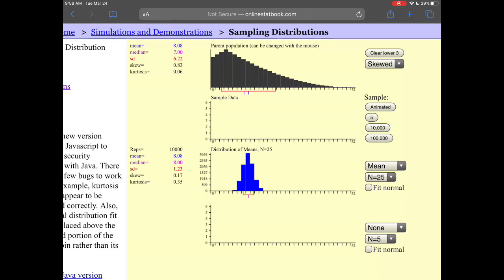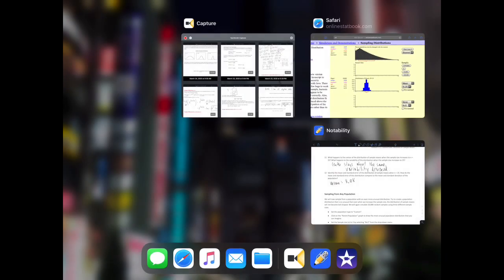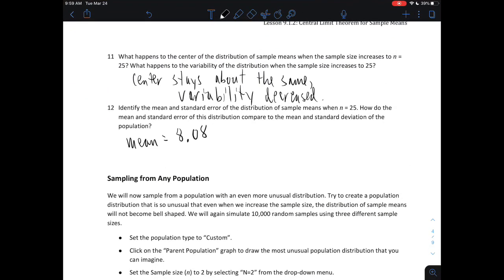And then our standard deviation for the distribution of means, SD, equals 1.23. That's smaller than the standard deviation, 6.22, that was there for the parent population. So the mean stayed the same. Our standard deviation with our distribution of means is 1.23, and that's smaller than what it was for the parent population.